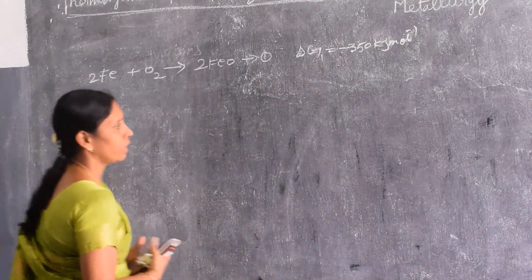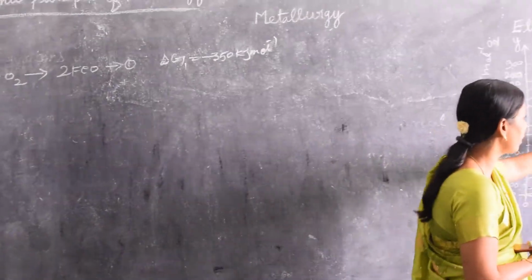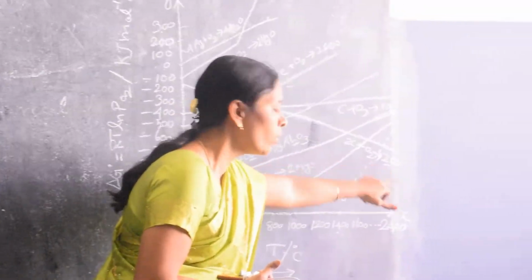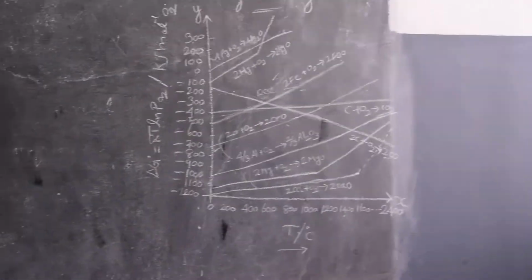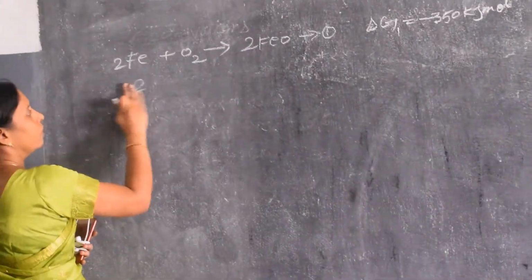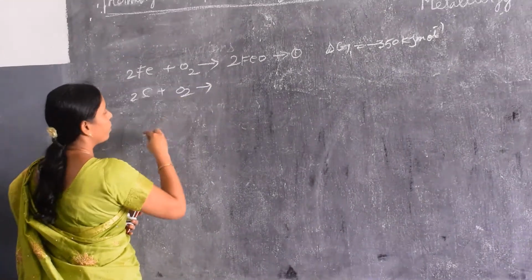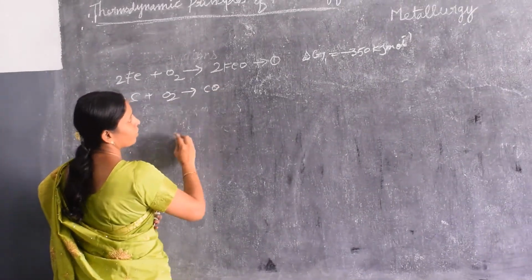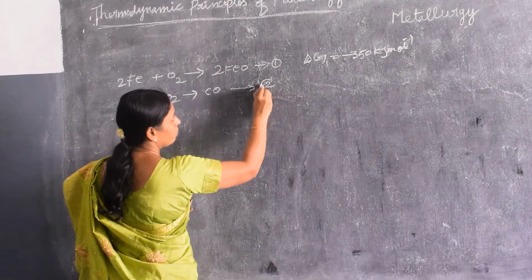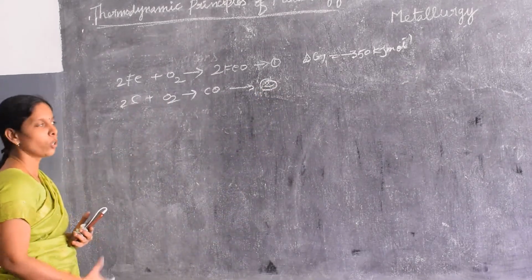Okay, and then here carbon monoxide is the reducing agent. Carbon gets oxidized to form carbon monoxide. So 2 carbon is going to get oxidized to form carbon monoxide. This is equation 2.